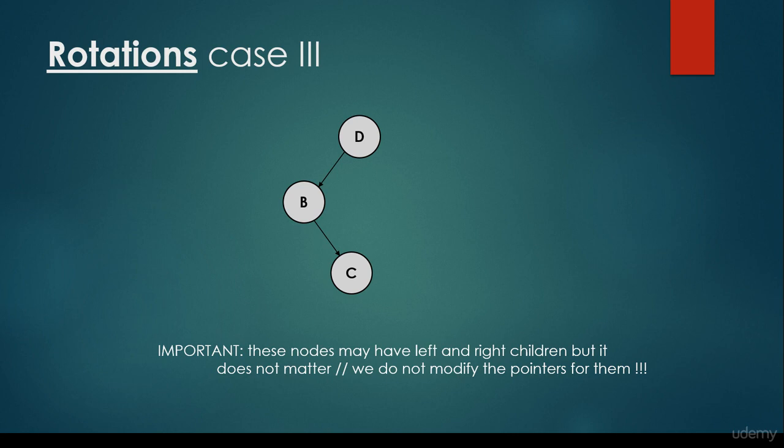Okay, what about the case 3? We have this so-called left-right situation when the root node has a left child and this left child has a right child. It's very important that these nodes may have left and right children, but it doesn't matter because we do not modify the pointers for them. For example, B can have a left child, but it doesn't matter because if we change the reference for the B, then its left child is going to remain the same, so we don't have to bother about it.